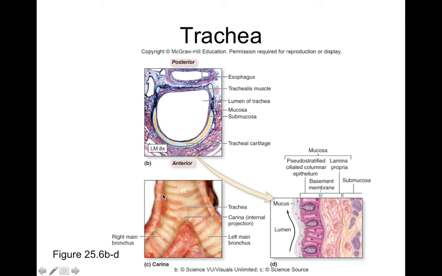Now you can see it here in dissection, you guys, where the trachea eventually splits at the carina, and this goes into the right and left main bronchi. Now the inside of the trachea is lined with a pseudostratified ciliated columnar epithelium, and the function of this is to aid in something called the mucociliary ladder.